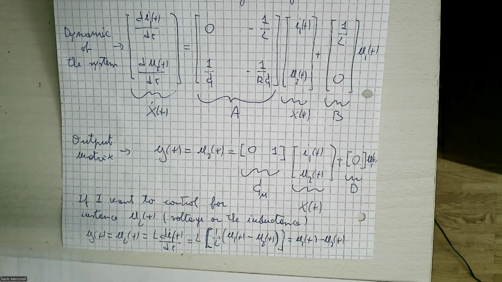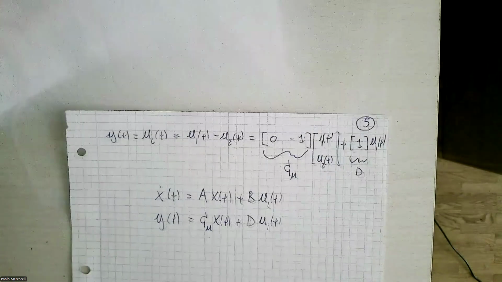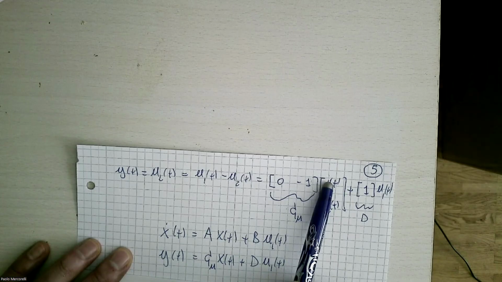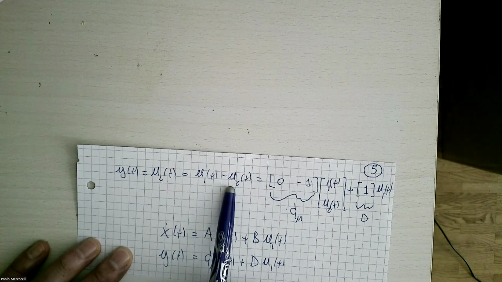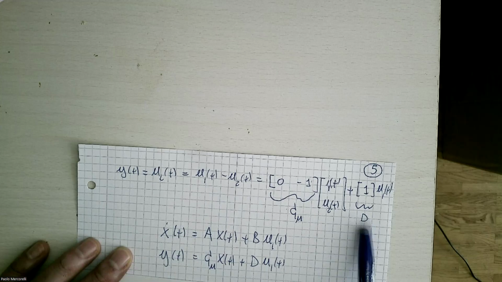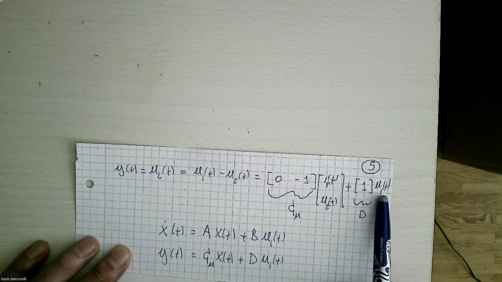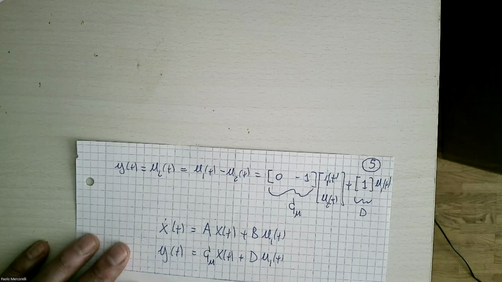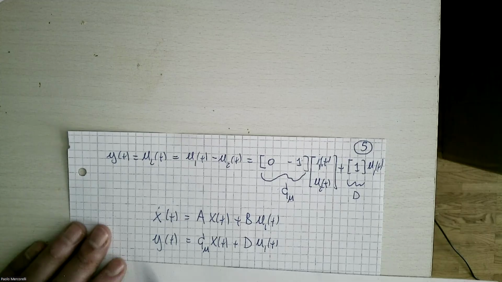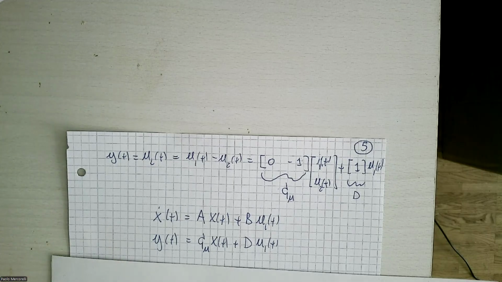Now, to conclude this part, I can put everything in matrix Cm, which in this case is 0, minus 1, not 0, 1 as before, because before we had just U2. We have a minus U2. But here, very important, we have a U1. This means the matrix D this time is not 0, but 1. Basically, at the end, I want to obtain a representation, as last time, consisting of 4 matrices, A, B, Cm, and in this case D, for the dynamical equation and the output equation.